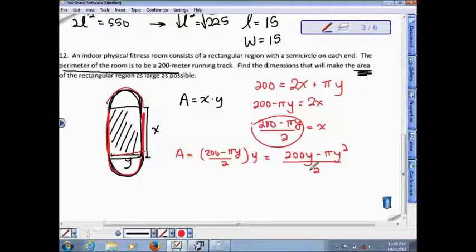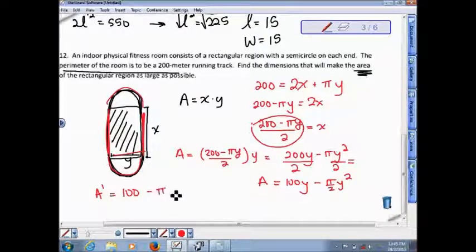Now we need to take the derivative. Now this might be easier to do with one more little simplification. Instead of dividing everything by 2, dividing separately by 2, we have 100y minus pi over 2 y squared. That might be a little bit easier to take the derivative. So A prime is equal to 100 minus pi times y. So if we set this equal to 0, that means that 100 equals pi times y, divided by pi, and y equals 100 over pi. That's this part right here, 100 over pi.